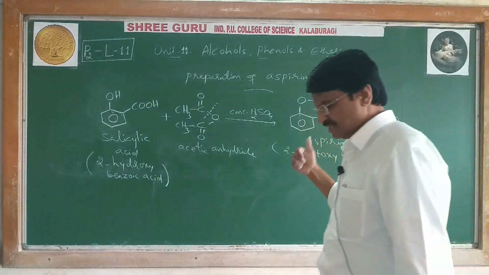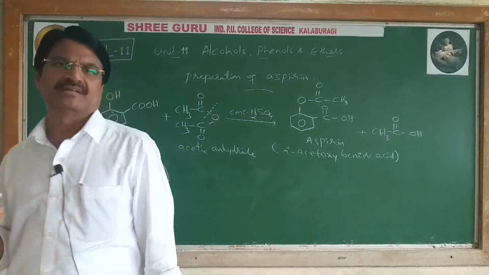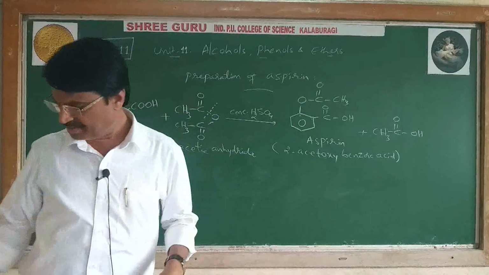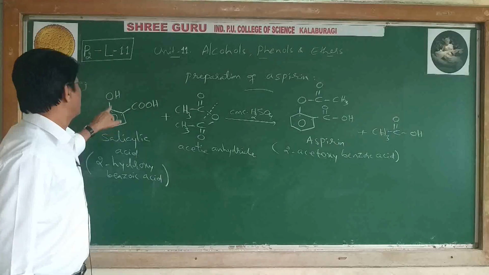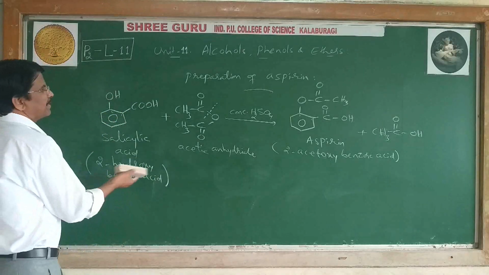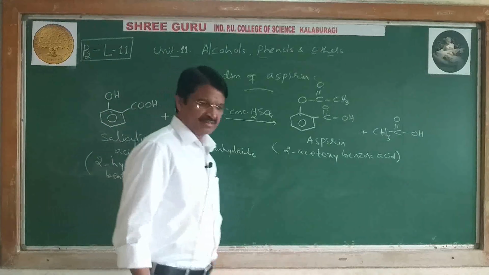Right. So this is regarding how to prepare aspirin or 2-acetoxy benzoic acid from salicylic acid. The IUPAC name of salicylic acid is 2-hydroxy benzoic acid. So this is the first reaction, acetylation.